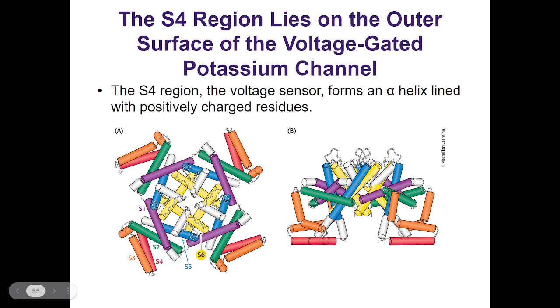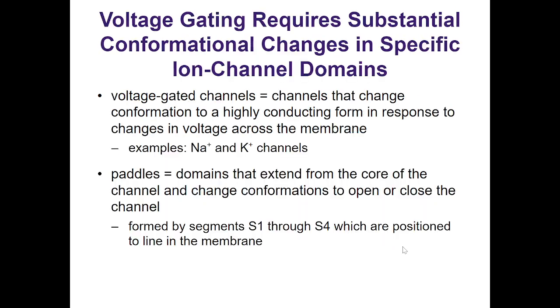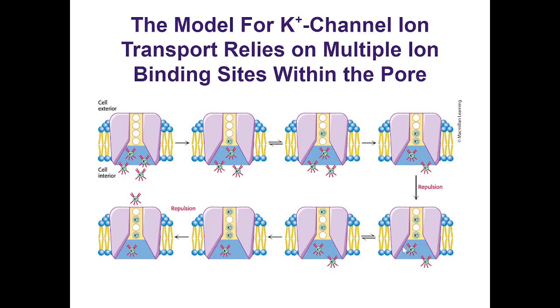So again, that S4 region lies on the outer surface of your voltage-gated potassium channel. That S4 region, it's the voltage sensor. It's going to form an alpha helix that's going to be lined with positively charged residues. This is what it looks like from the side. Everybody see that? Okay. Note that it's actually oriented in the correct direction to match up with these figures.